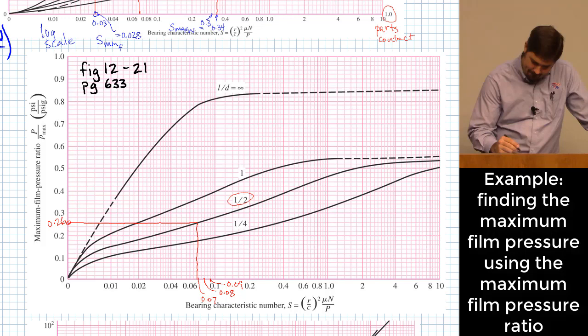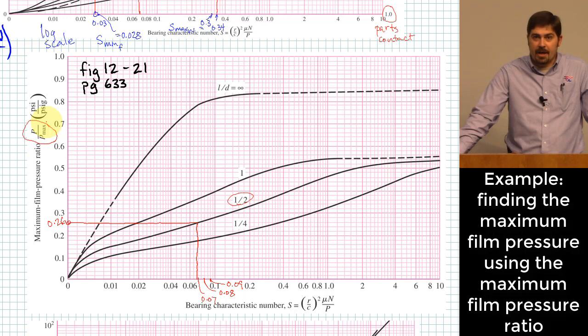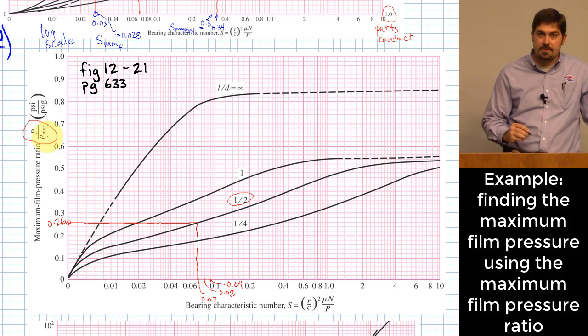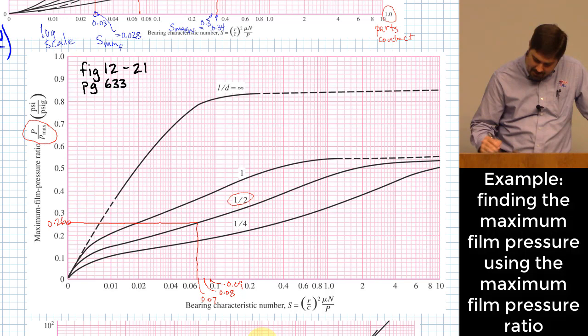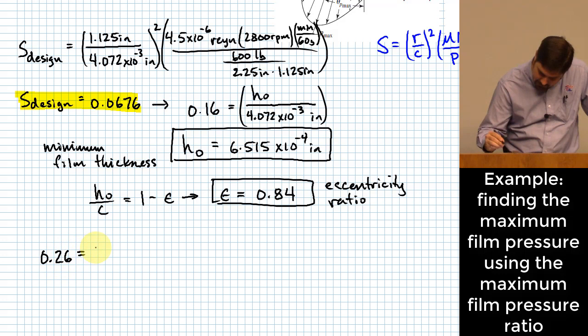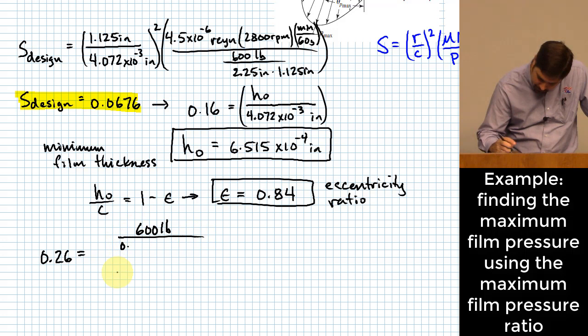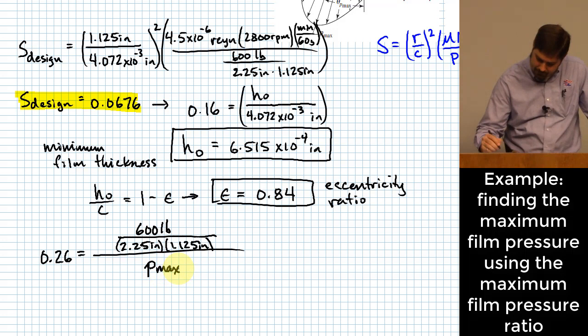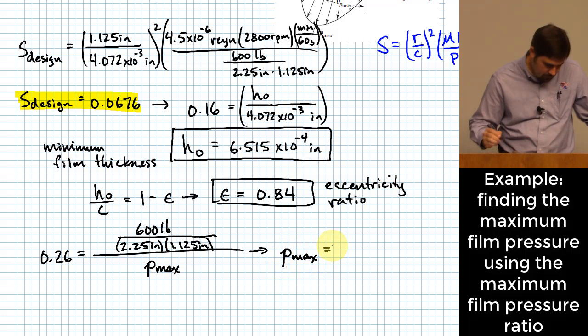That is giving us this ratio of our pressure that we got from our projected area relative to what the actual maximum pressure is. So that ratio of the pressure we had for the projected area over the actual max is given with this value of 0.26. Well, here's how we use that. 0.26 is going to be equal to 600 pounds over 2.25 inches times 1.125 inches. Remember that was our capital P. This divided by what we're trying to find, P max. You solve for P max, and this ends up giving me 911.7 PSI.